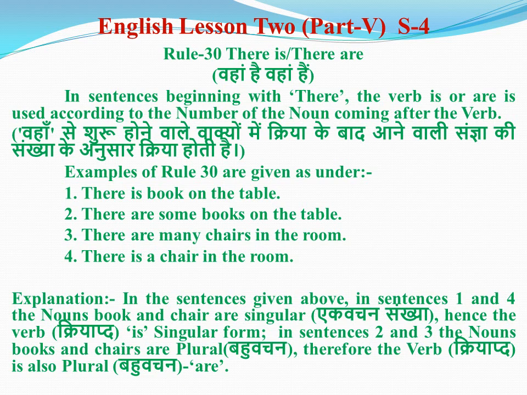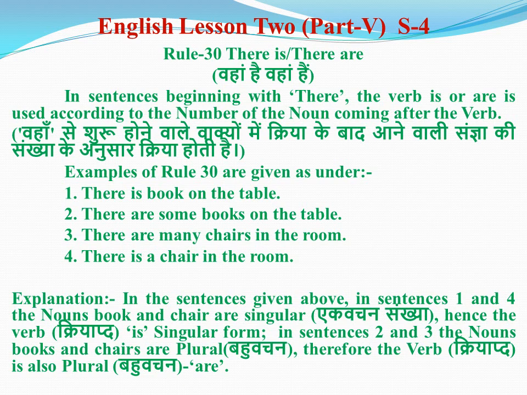There is a chair in the room. In the room, only one chair is there. That's why is is used here. Explanation. In the sentences given above, in sentences 1 and 4, the nouns book and chair are singular. Hence the verb is in singular form. And in sentences 2 and 3, the nouns books and chairs are plural. Therefore the verb is also in plural form. I hope you have understood Rule 30 with the examples mentioned here.